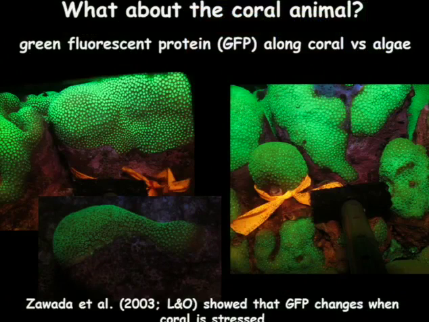And we could start to even ask, is the animal stressed? We have a number of ways of looking at that, but in this case, we're just going to use green fluorescent protein because we can do that in the field. Corals, of course, naturally have green fluorescent protein. So we're just going to take pictures underwater and ask, do we have more GFP along the edges compared to the middle? Okay. And we know from previous studies that changing GFP levels means that the coral is stressed.